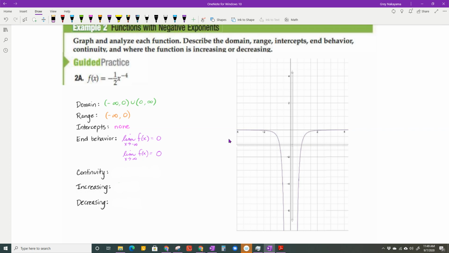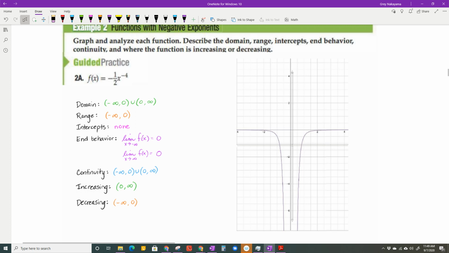Continuity. It is only continuous on the two intervals, not at the point 0. Increasing or decreasing: if I start at the left, this here is decreasing. But then when I go to the next x value, here I'm actually increasing. So negative infinity to 0 was decreasing, and then 0 to infinity was my increasing.